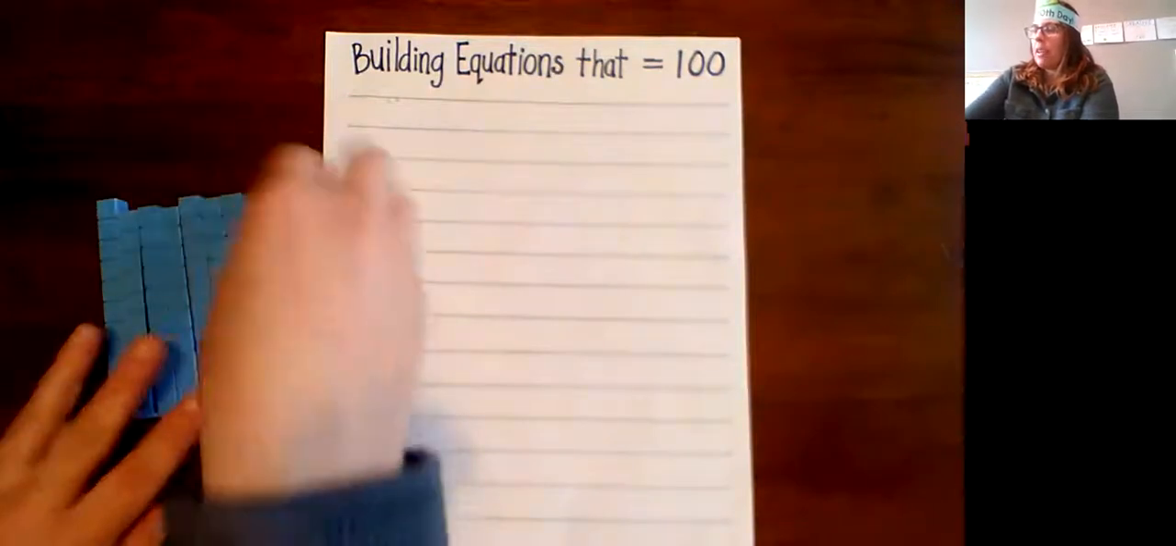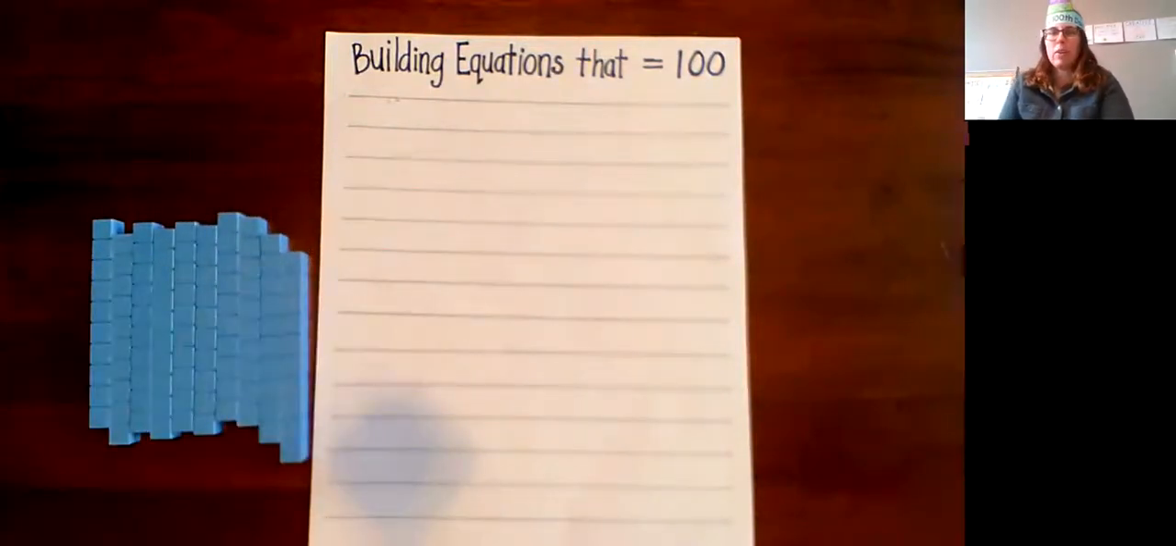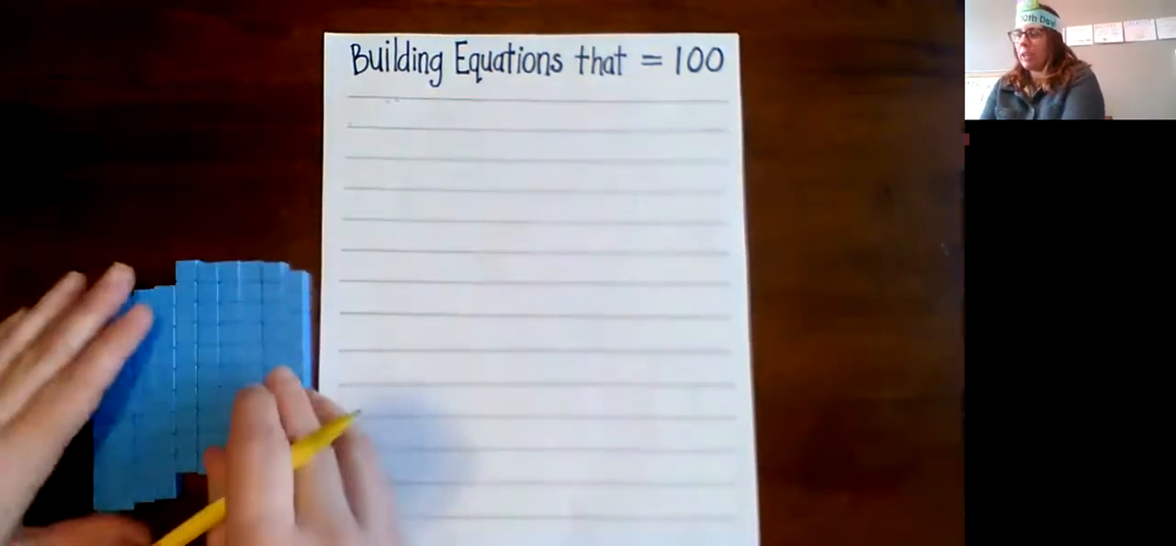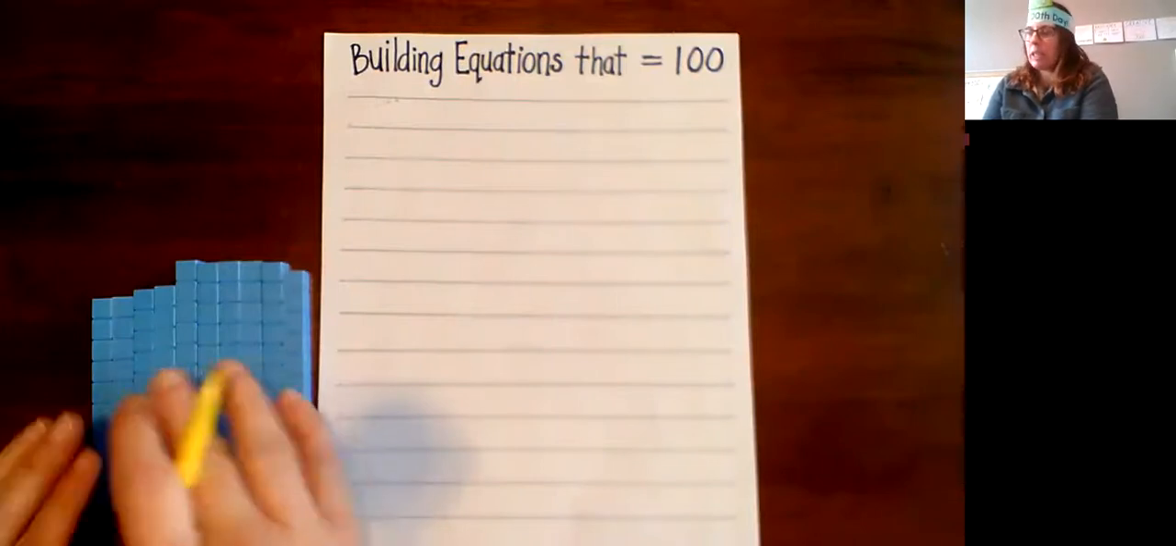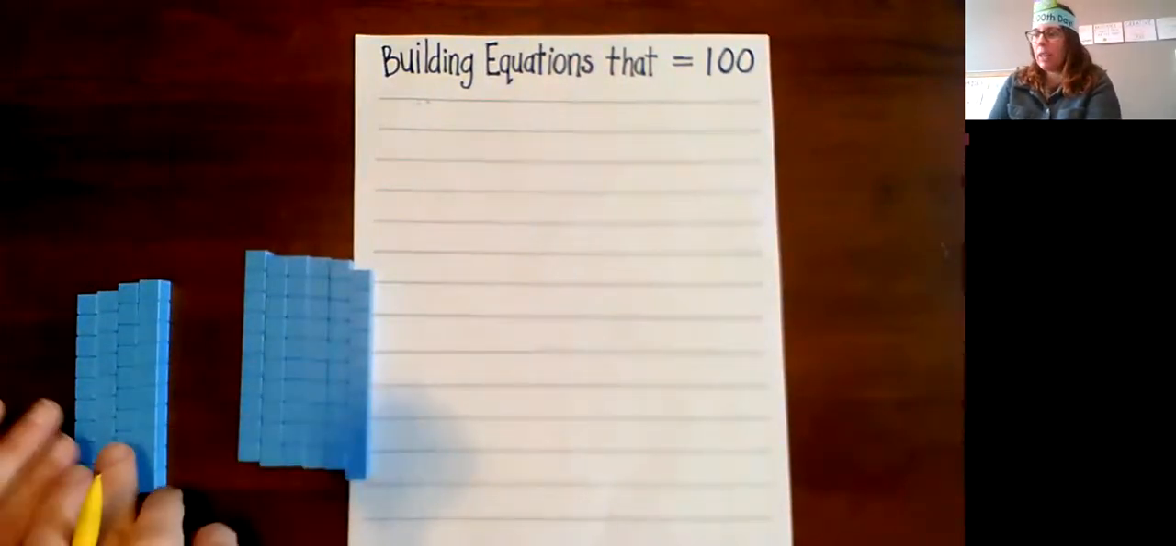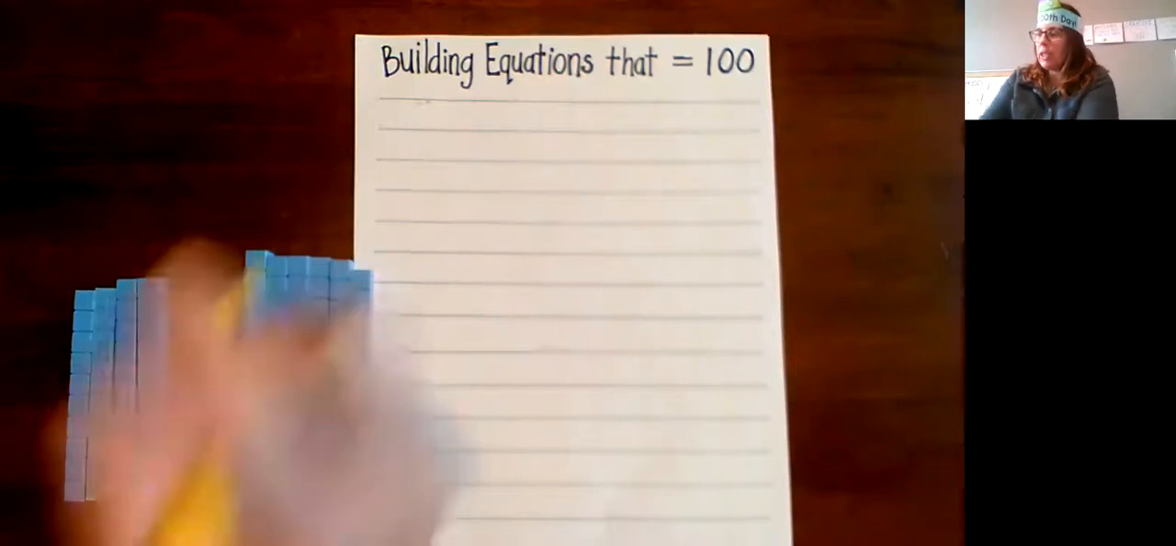Now I want you to make sure that you have 100. So go ahead, count yours out, make sure you have 100, and then we'll go on to the next step. Once you have 100, we're going to start making equations. What I'm going to do is split these into two different piles. Over here I have 10, 20, 30, 40. So that'll be my first number.